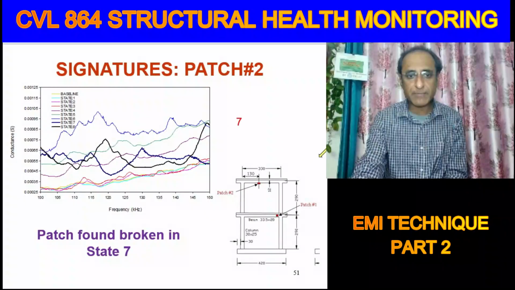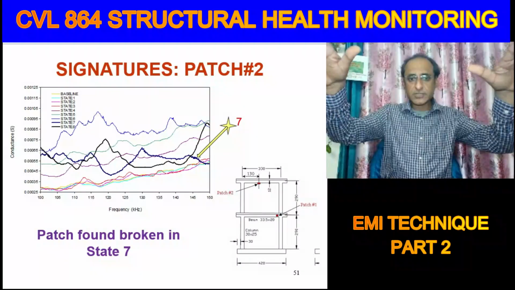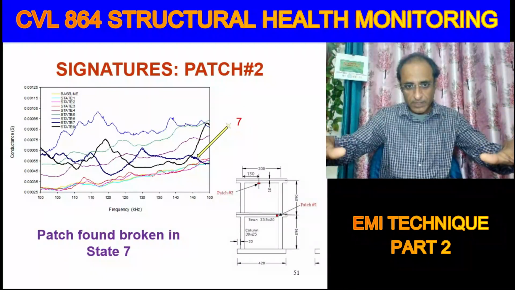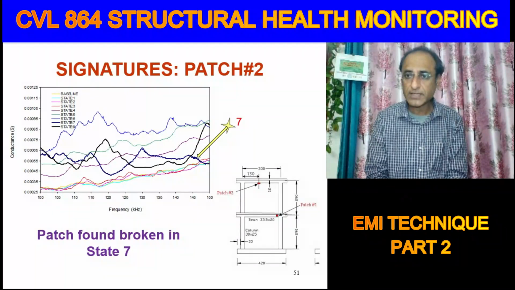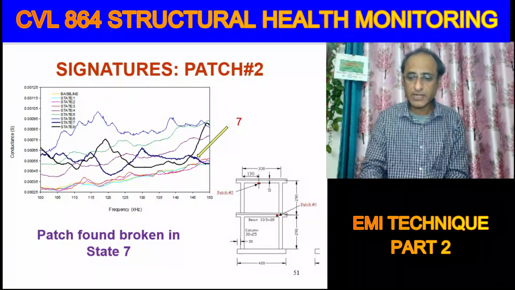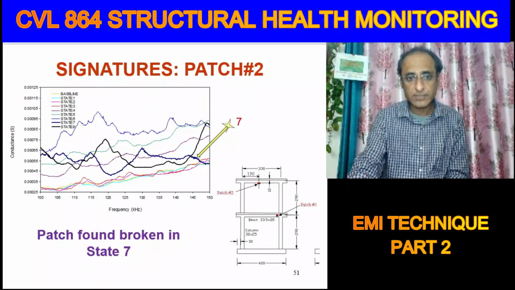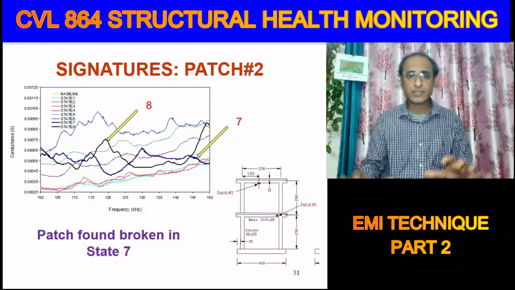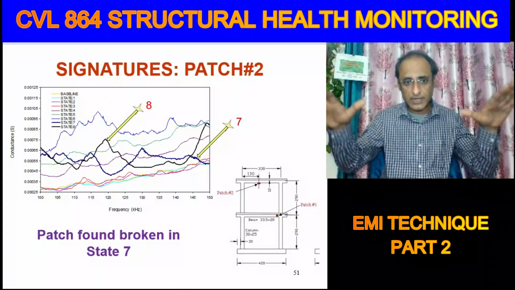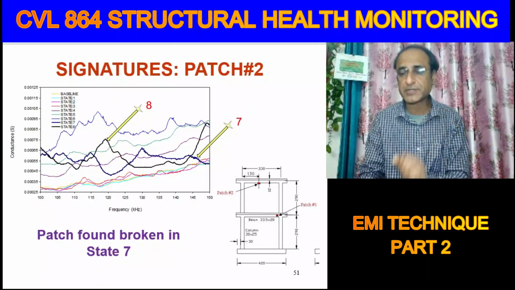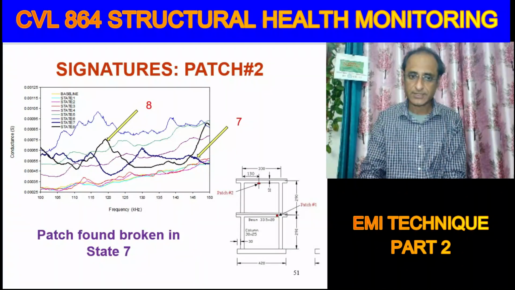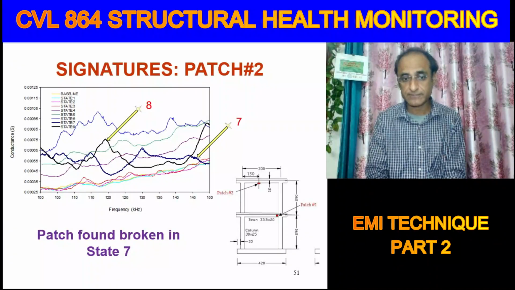So after that, what happened is that after state number 6, we found the signatures were showing something unusual. For example, in the beginning we are seeing that the signatures are following some pattern and there is an upward shifting with damage, but suddenly we found that in 7 and 8, the signatures were very peculiar. They started coming down. Later on, we found that the patch itself is broken. So the patch was found broken in state number 7.